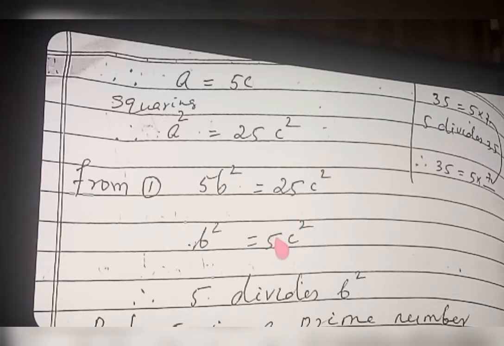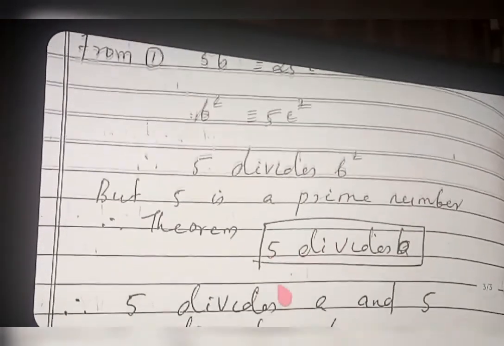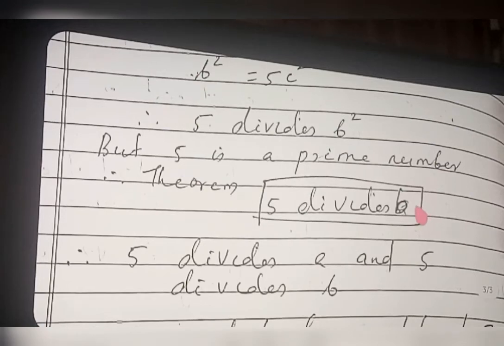The meaning is that 5 divides b square, and 5 is a prime number. 5 divides b square, then what can you say? Earlier 5 divides a, and now 5 divides b. Clear now? Therefore 5 divides a and 5 divides b. So 5 is a common factor of both a and b.